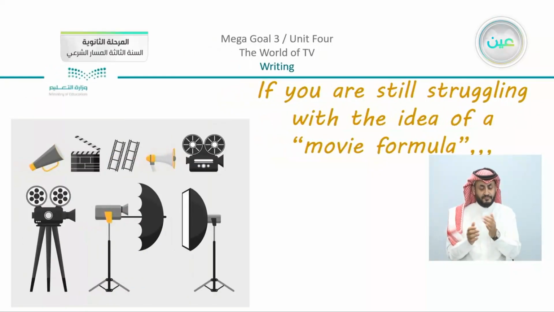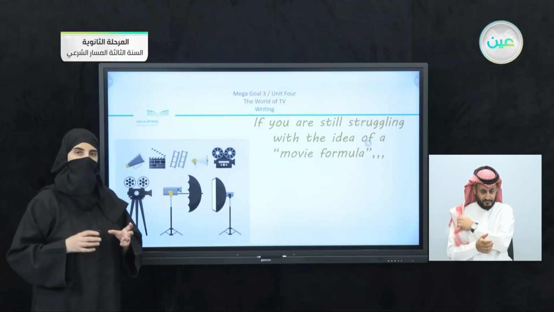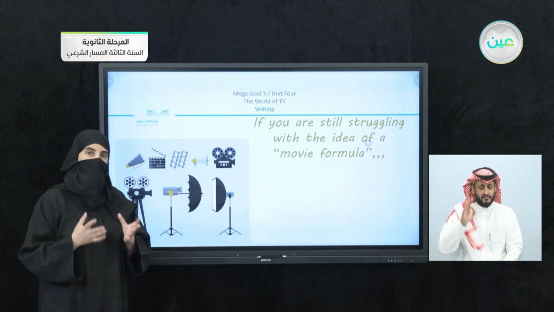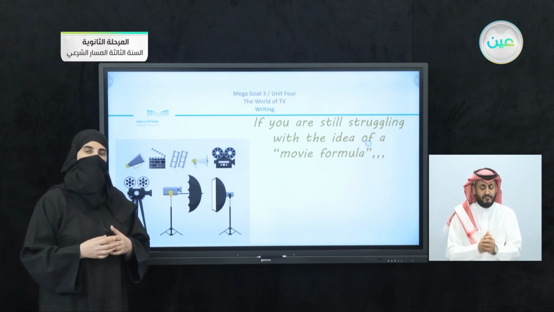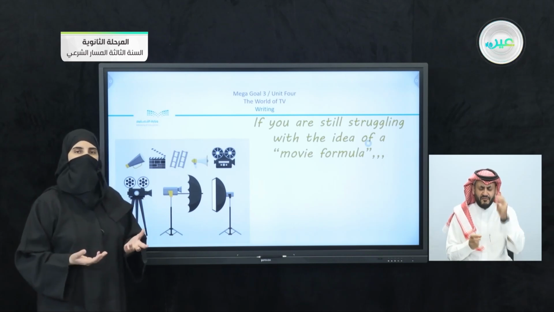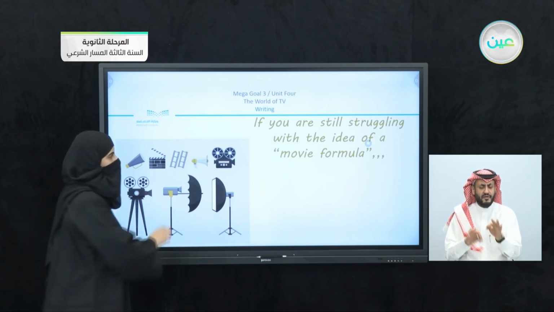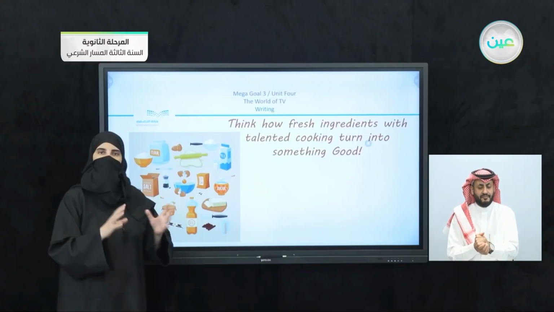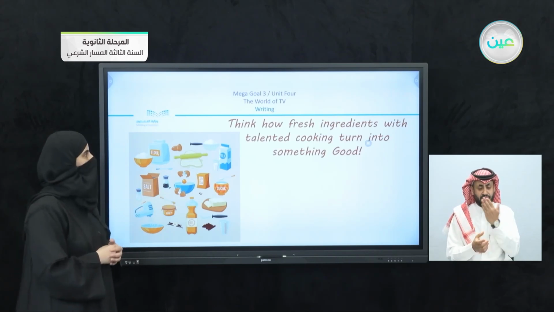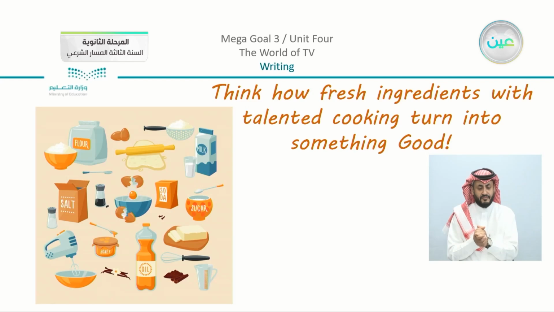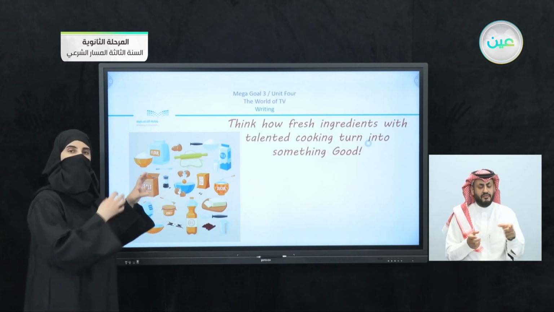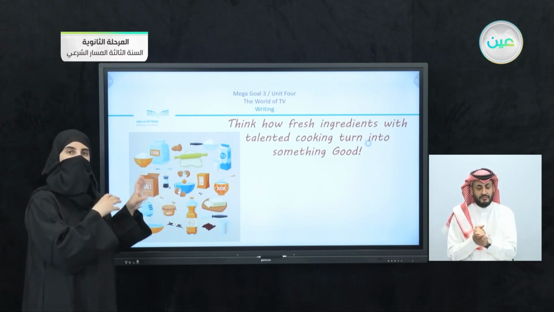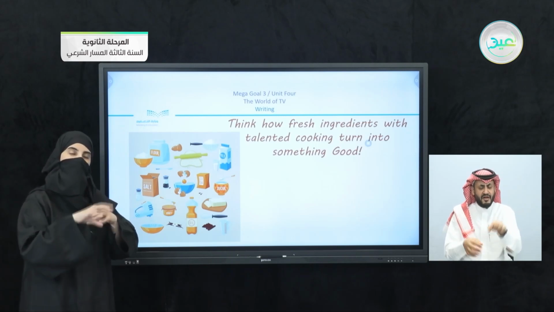After that, if you are still struggling with the idea of a movie formula, here is the word formula. Before, I mentioned the word and said that we are going to discuss it more. Now, if you are struggling with the idea of what is a formula or what is a movie formula, you can compare it to the ingredients of any kind of dish that you want. So just read with me, please. We have here, think how fresh ingredients with talented cooking turn into something good. Now, as you can see, we have different ingredients here. This is the same idea when we say that there is a movie formula. There are different ingredients in the movie that make it so good.